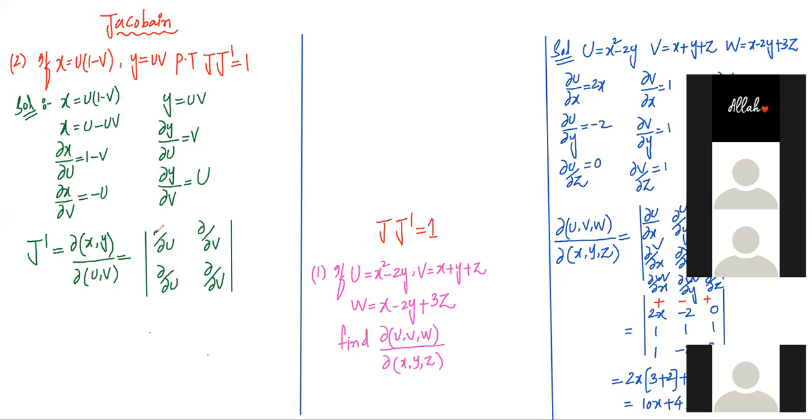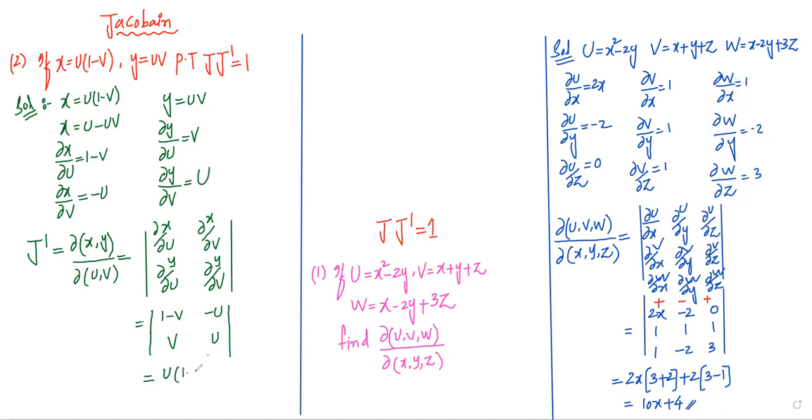Correct. x, y. Now, what are the answers? X with respect to u, what is the answer? 1 minus v. X with respect to v, minus u. Y with respect to u, v, and here u. How to expand the determinant? You remember? AD minus BC.